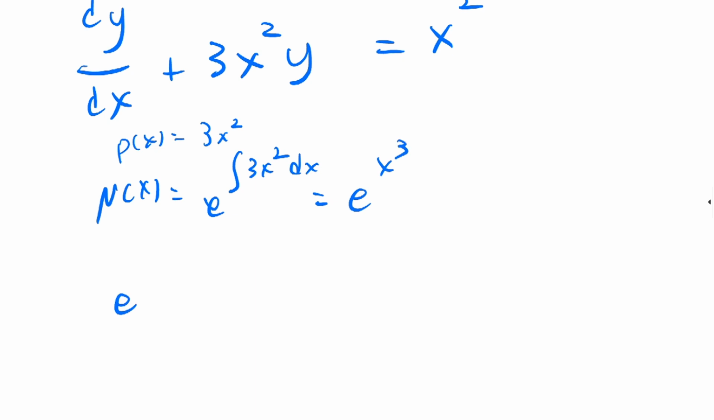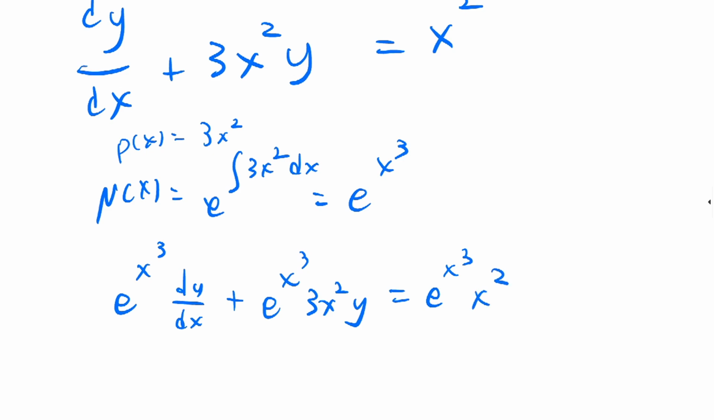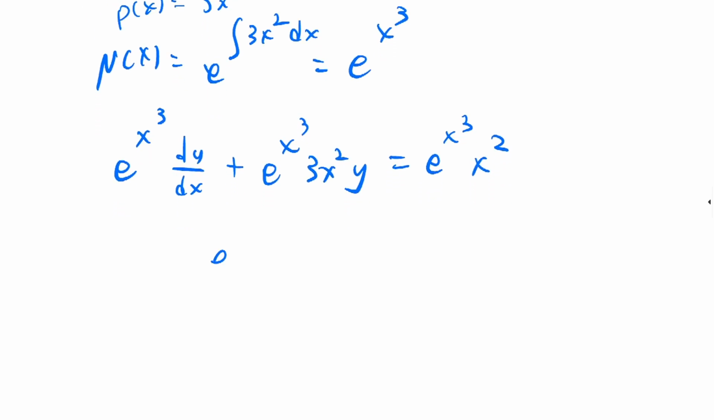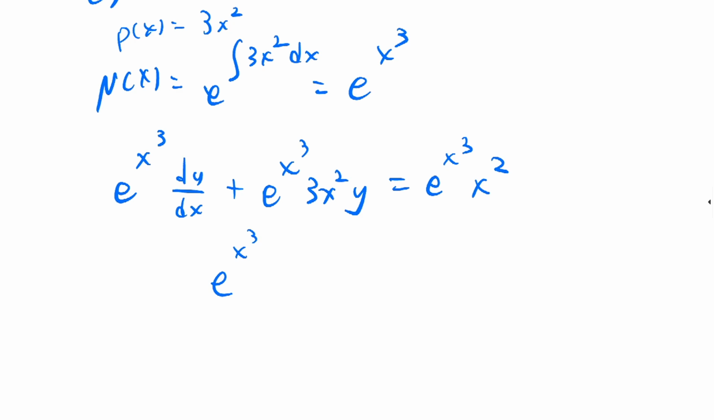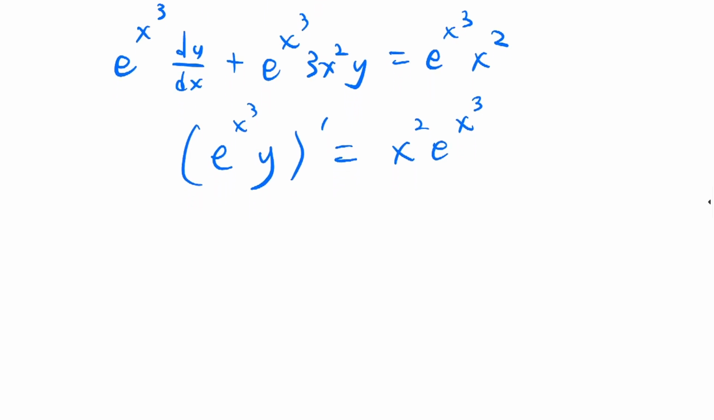So it's going to be e to the x cubed dy dx plus e to the x cubed 3x squared y is equal to e to the x cubed x squared. And of course the left-hand side is just simply the product rule differentiated form of the derivative of e to the x cubed y, sorry. So this is really this on the left-hand side, and we have x squared e to the x cubed on the right.